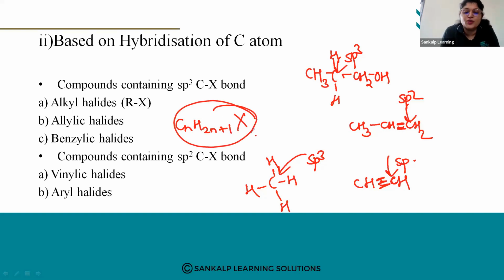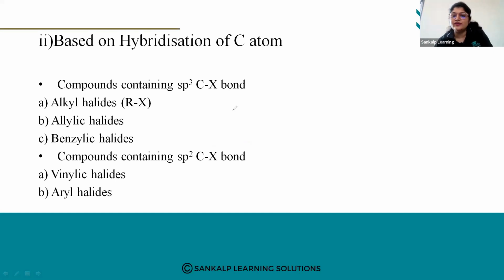For CET, they may ask you what is the general formula of alkyl halides. Then you have to write it as CnH2n+1 X. So this can be a question. Then, based upon the hybridization, they are classified as three types: primary, secondary, and tertiary alkyl halides.